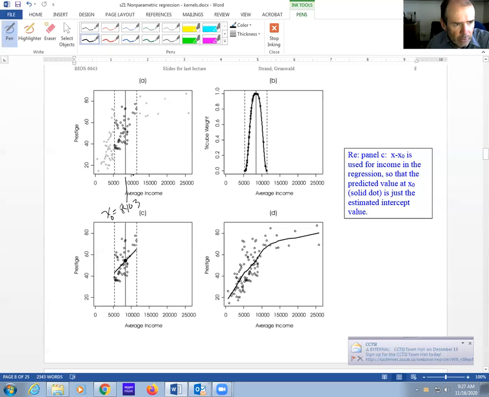Okay, so we do one regression, and it's a linear regression. We can see what's going to happen. You get this estimate, and we center the intercept about that focal point. So the intercept value is going to be that black dot. We do this one regression to get that one point. That's it. And so what you do is you repeat this process across different incomes, and you get this function in panel D.